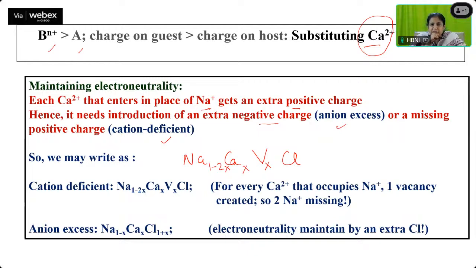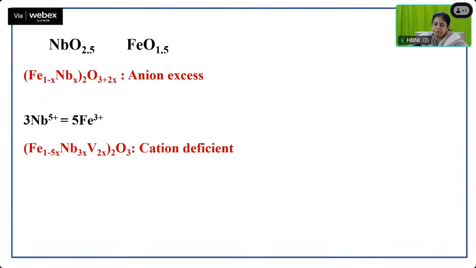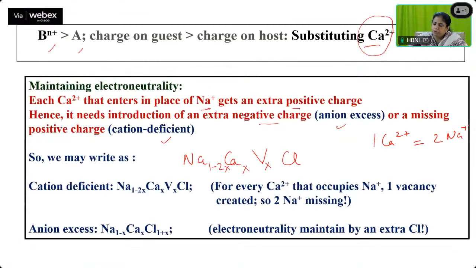That is how I write the nominal formula of a cation deficient solid solution that has happened by doping calcium in NaCl. I'll repeat it again. Every calcium is equal to 2 Na+ in terms of charge neutrality. That means if I put in one calcium, I have to either take out extra Na or put in extra chloride.